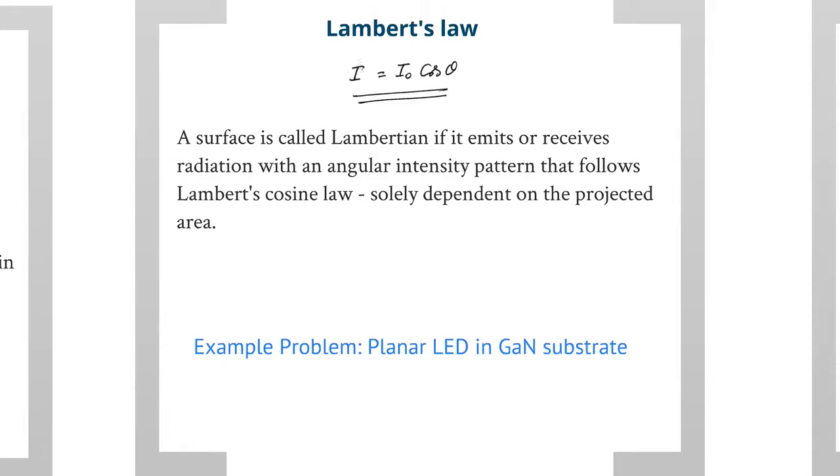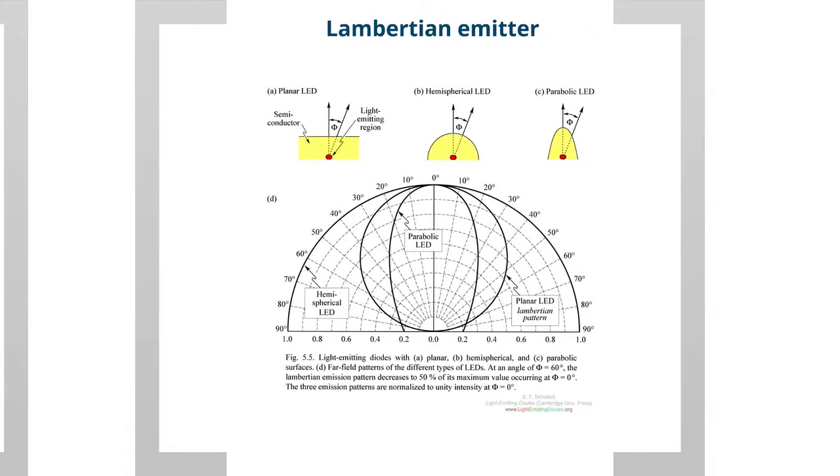Of course, no one makes an LED like this anymore because you can do more clever things, right? I can put a lens on top of it. I can shape the surface and so on, which is exactly my next slide. So that's a good question. An LED is a traditional Lambertian emitter. So let's see what this slide says.